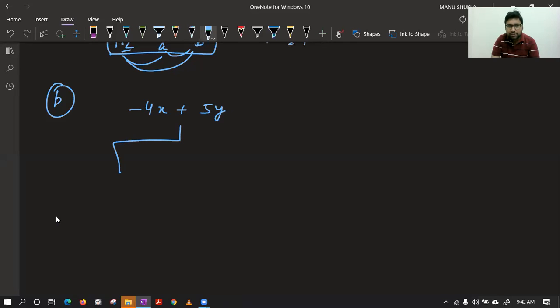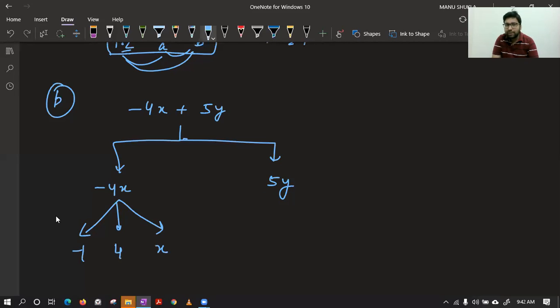We can write this as minus 4x and 5y. These are the terms of this question. Now, you can write this as minus 1, 4 and x. Class, tell me, is this fine? What I have done is I am only doing one thing. I am breaking the terms. Similarly, in this one, I can break it as 5 and y. That's it. In your book, they are only doing this.